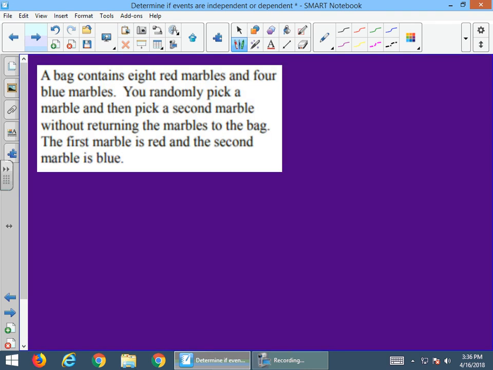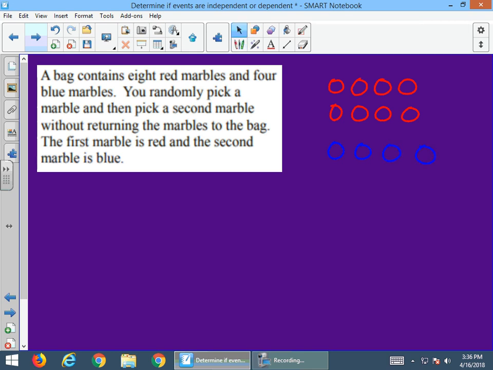Let's take a look at another example. It says a bag contains 8 red marbles and 4 blue marbles. So here we're going to draw a little picture. We have 8 red: 1, 2, 3, 4, 5, 6, 7, 8. And 4 in blue: 1, 2, 3, 4. So I have 8 red marbles and 4 blue marbles.